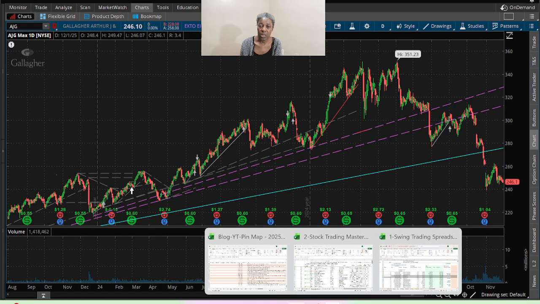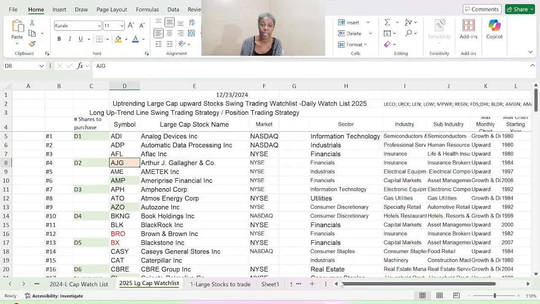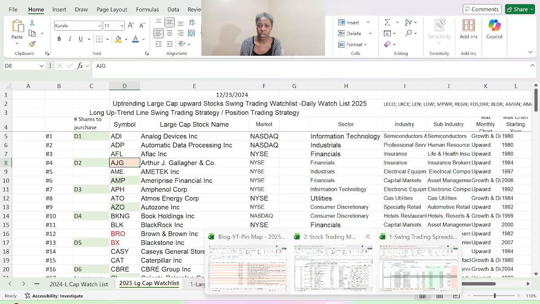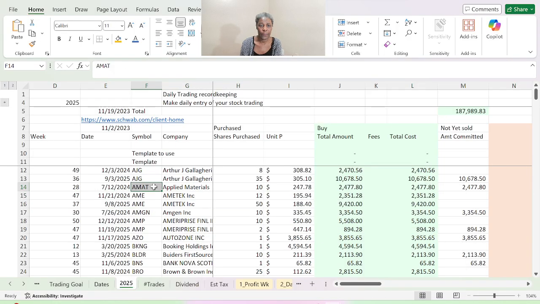So we purchased this one. Currently we are negative in it and we are fine. We are not going to sell it at a loss for anything, and we purchased it before and sold it before. So let's see here.